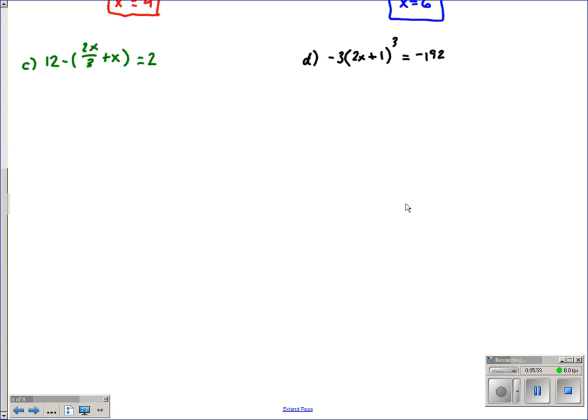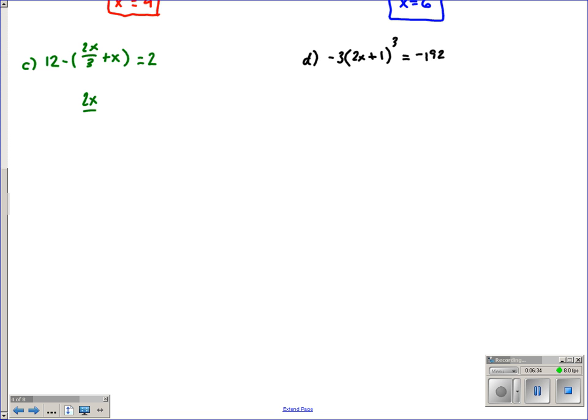Problem C. 12 minus some value here equals 2. This is one that people make a lot of mistakes on when they don't think about it all the time. But if I do 12 minus all of this equals 2, well, what am I really taking away from 12? 12 minus what is 2? That would be 10. So we know right now that the value of this quantity here has to equal 10.